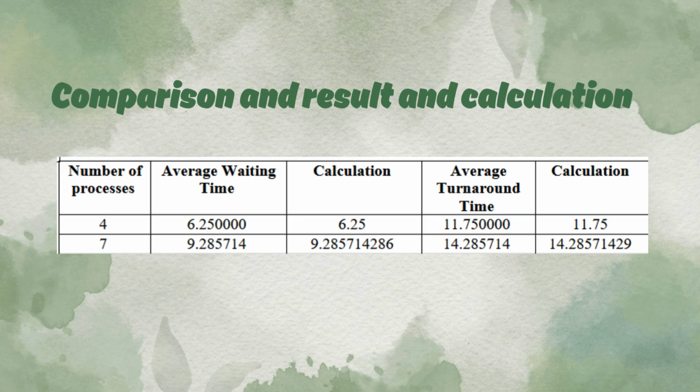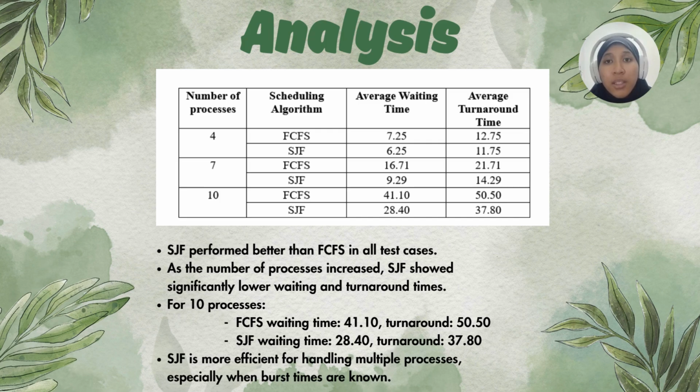And for the number of process 7, from the theory we have average waiting time 9.285714, and from the calculation we get 9.28571426. For the average turnaround time from the theory we get 14.285714, and from the calculation we get the same answer, which is 14.28571429.